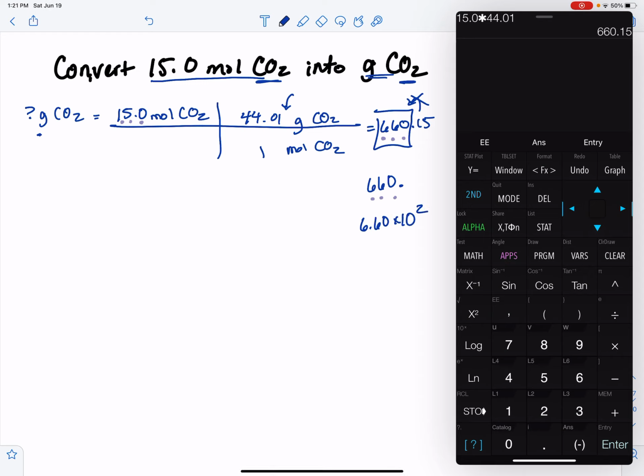So see how that's the same number? I would never round this to 66, because 66 is not at all the same thing as 660, right? $66 aren't the same as $660. So be careful about trying that. So this is how we put this and give it 3 sig figs. My moles of CO2 canceled out, and I'm left with grams of CO2.